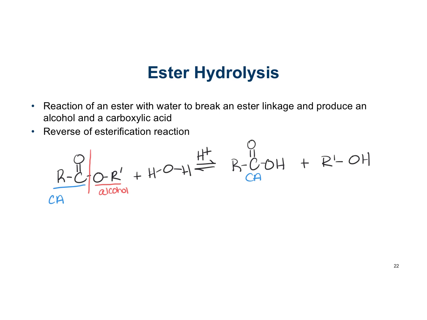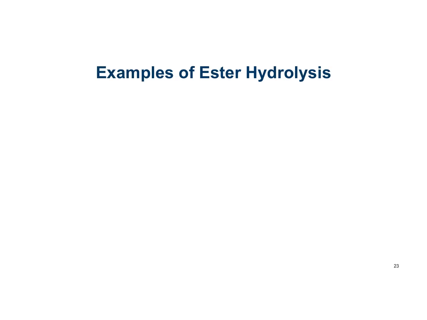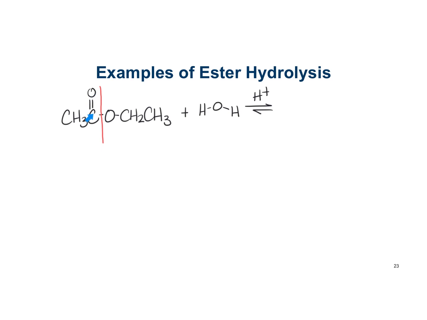Now, I want us to look at a few other specific examples of ester hydrolysis. So, we have our ester there, and we are going to react it with water, and we are going to try to predict the product here. When we predict the product, my suggestion is to draw a line right here in between your carbonyl carbon and the oxygen. Everything here is going to make your carboxylic acid.